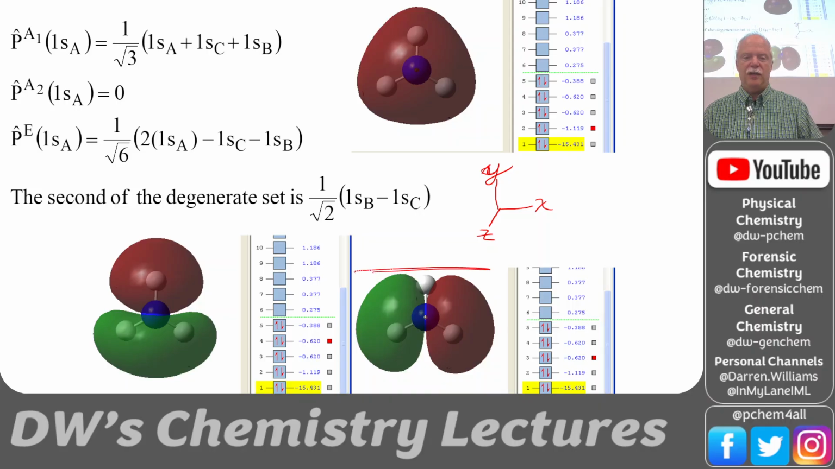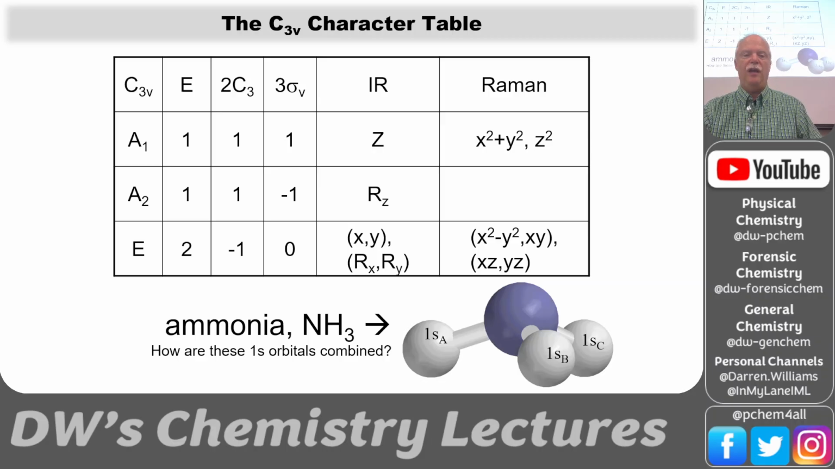So this one is sloshing left and right. You see that? And that's along the x-axis. So this one has X symmetry. And this one is sloshing up and down. So with our coordinate system, that's the y-axis, so that's Y symmetry. So we would go to the character table and find that X row and the Y row, and in a threefold or higher molecule, they're on the same row. So we get E symmetry.